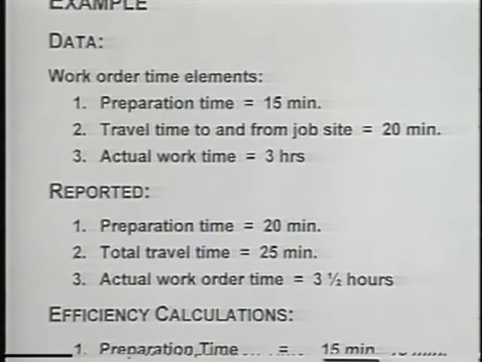Now, as a byproduct of the actual performance reported by a craft person, we get the following information. 1, the preparation time was 20 minutes. The total travel time was 25 minutes. And the actual time on the job was 3.5 hours.